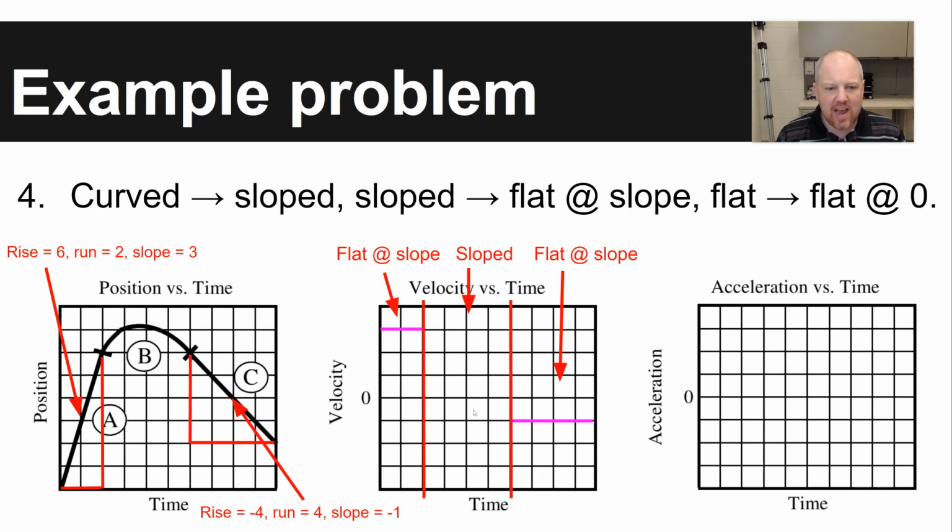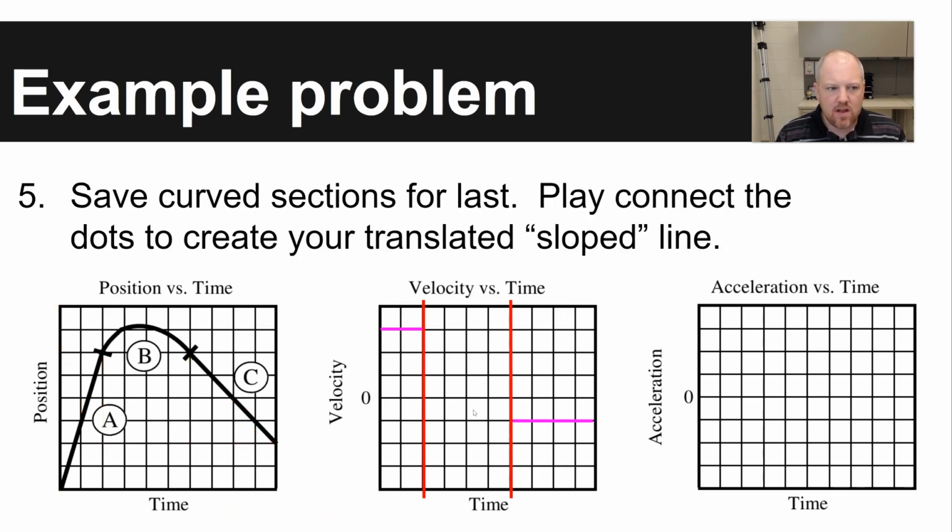Then what you can do is you can add in those flat sections at what their slope was indicated. Numbers aren't shown on the y-axis here, so I just used each box to represent 1. And so I added those numbers. Your final step is to save curved sections for last, play connect the dots to create your translated sloped line. And so you have that section in the middle that's blank. It's supposed to be a slope line. Students are more successful if they save that for the end and then connect the dots.